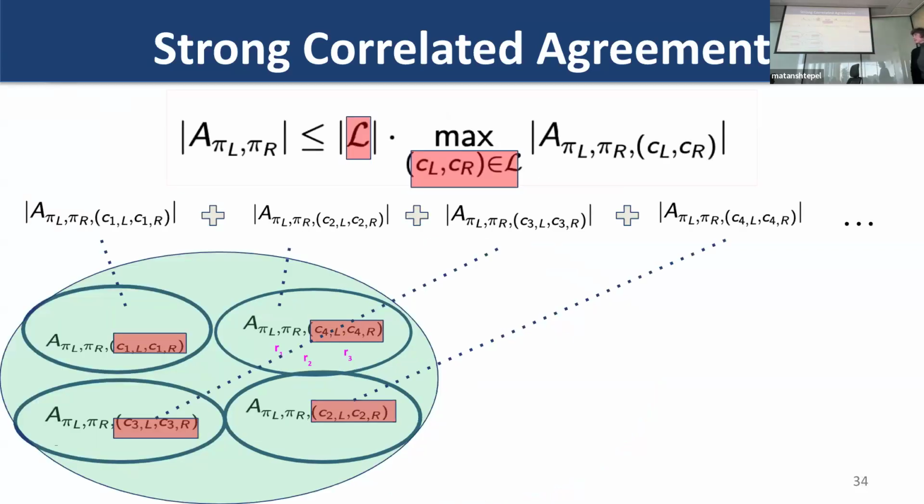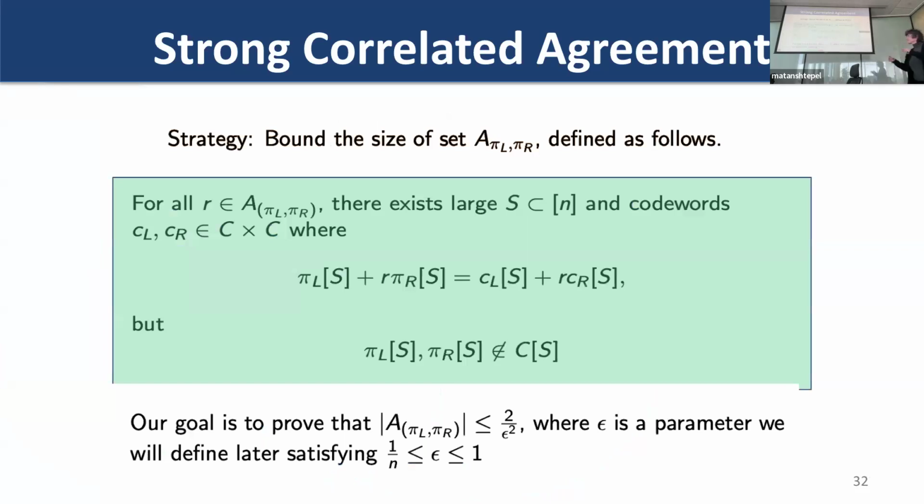So the two quantities we need are the size of the list and the maximum possible size of A when confined to just a specific code word pair. Wait, sorry, I didn't understand what A was. Yeah, good question. A is the set of bad field elements for which the main thing doesn't hold, right?